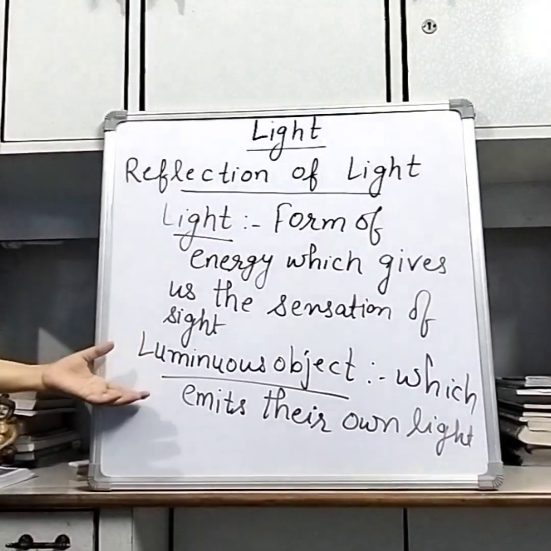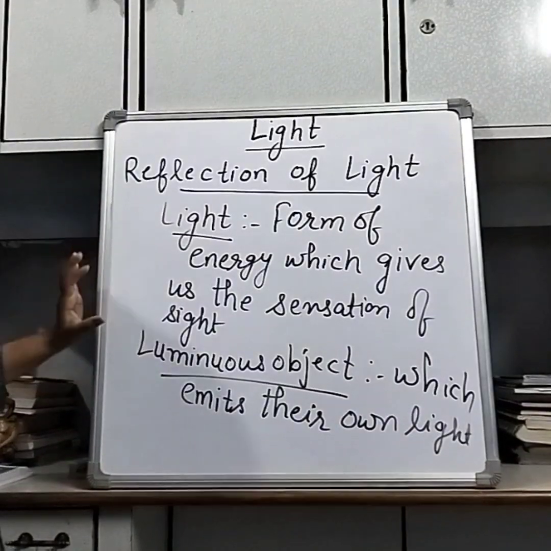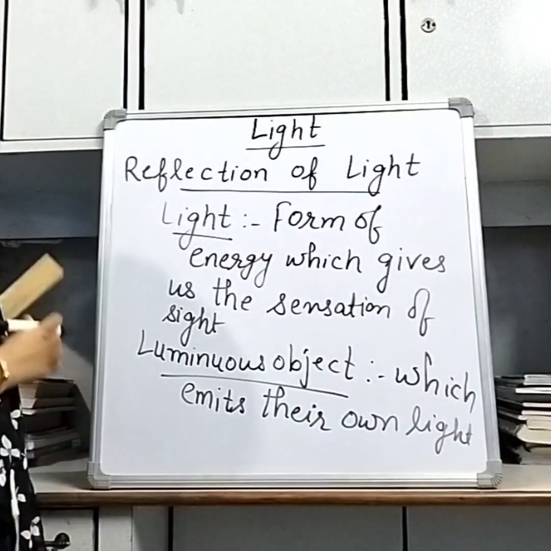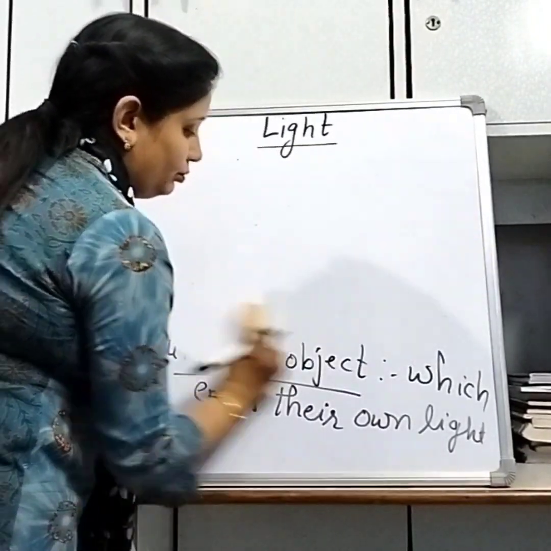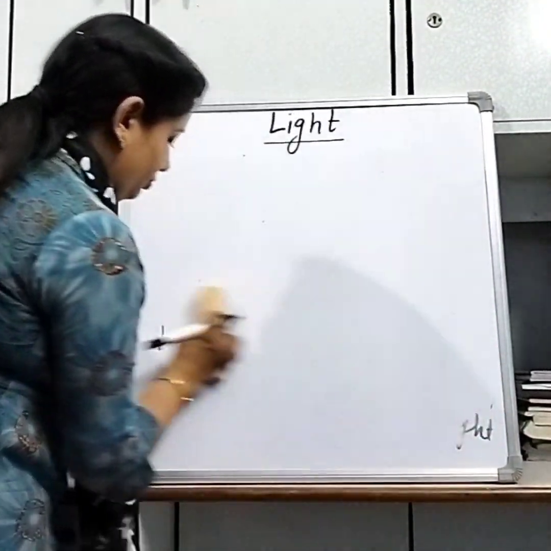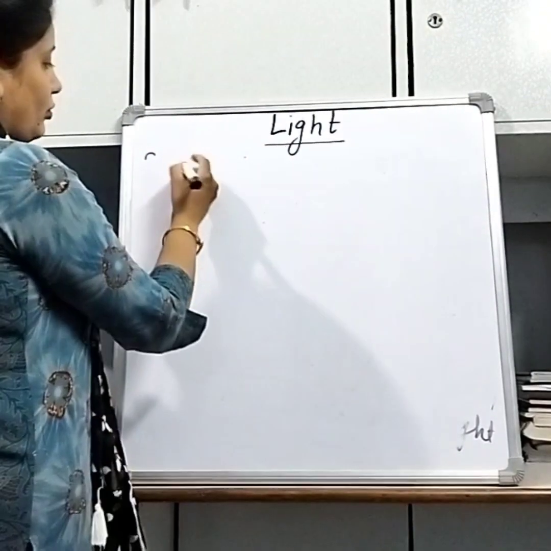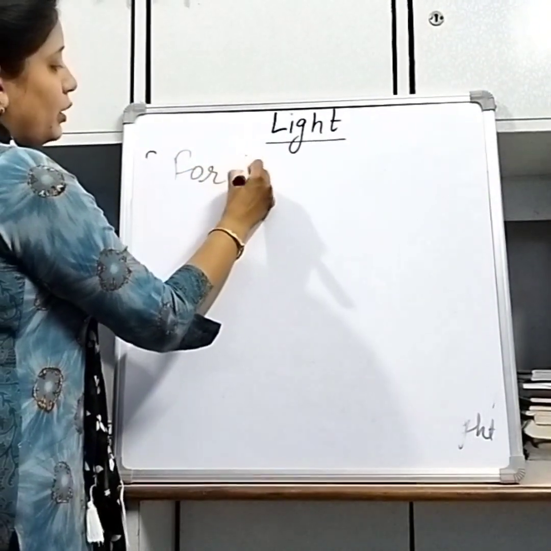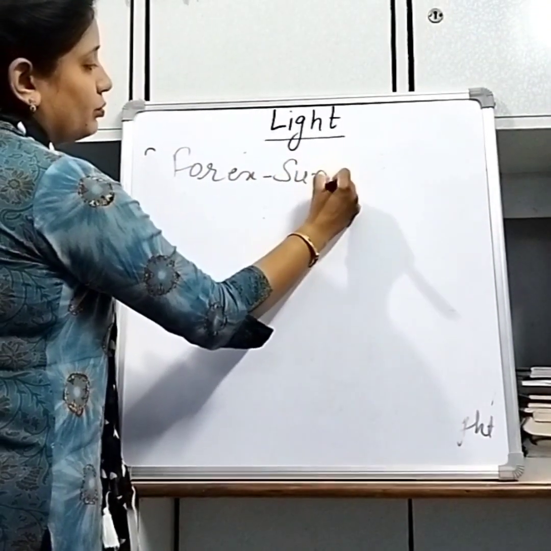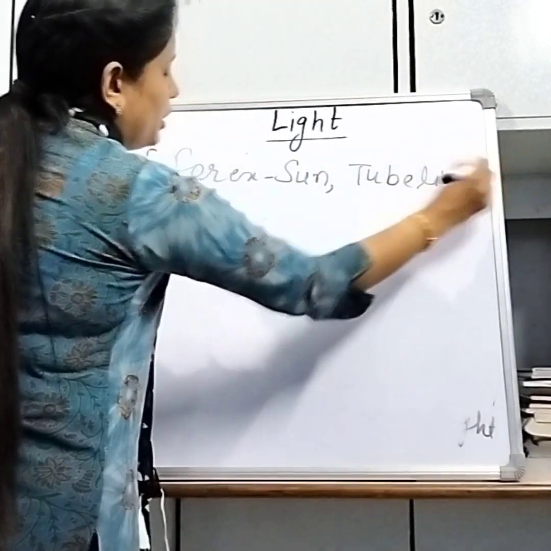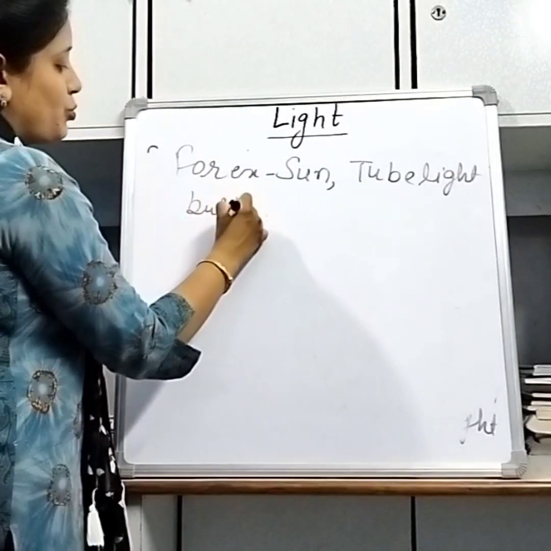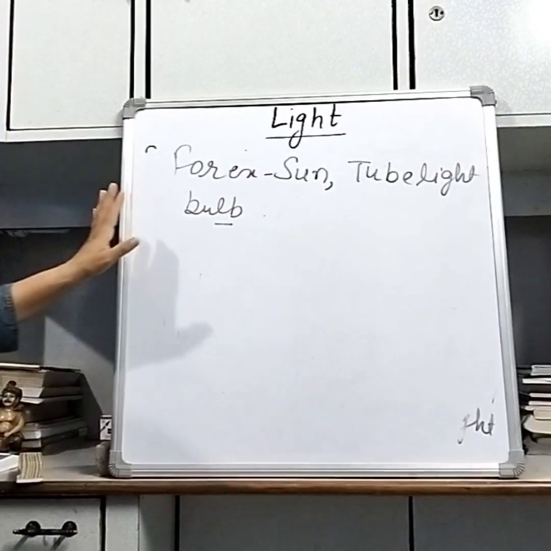The objects which emit their own light are known as the luminous objects. For example, sun, tube light, bulb, they all are the luminous objects which emit their own light.